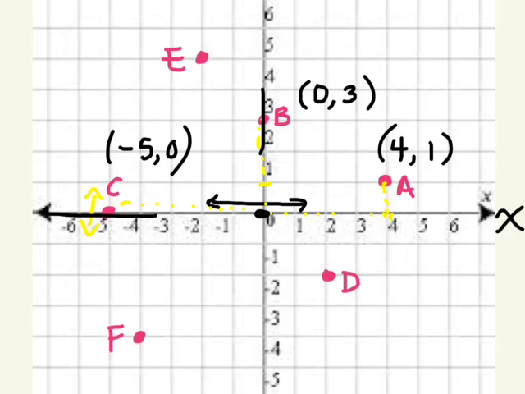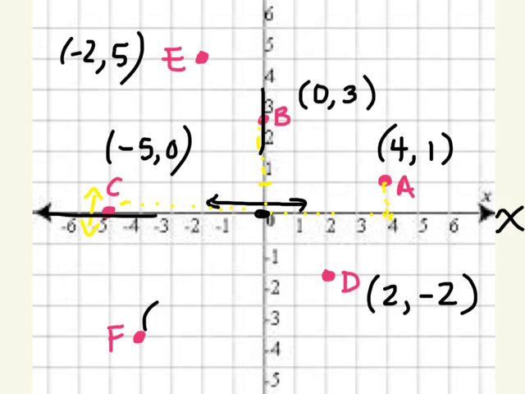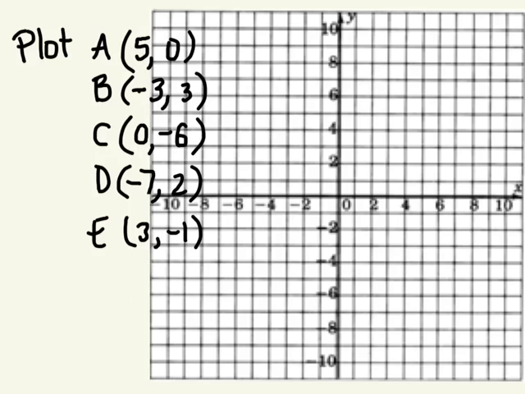And then what did you get for D? D, I got positive 2, negative 2. Good. Positive 2, negative 2. And E, negative 2, positive 5. Good. Negative 2, positive 5. And F, negative 4, negative 4. Good. Perfect. Does that make sense? So now you're just plotting each of the points that I've given you. And I'll plot them and you can check your answers.